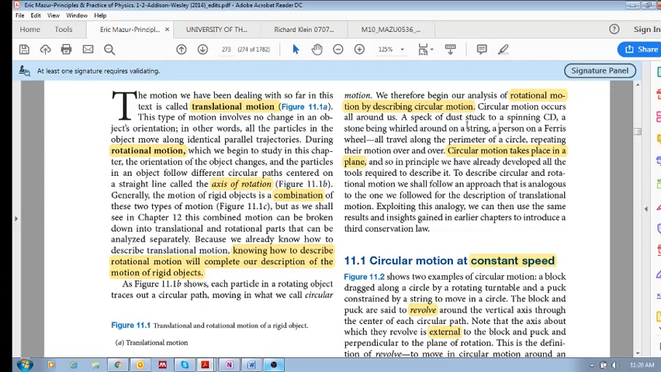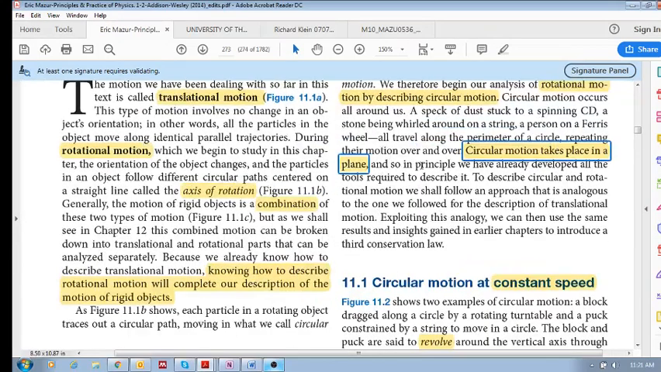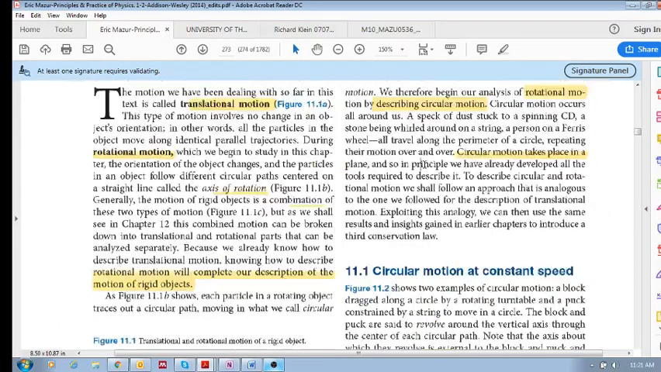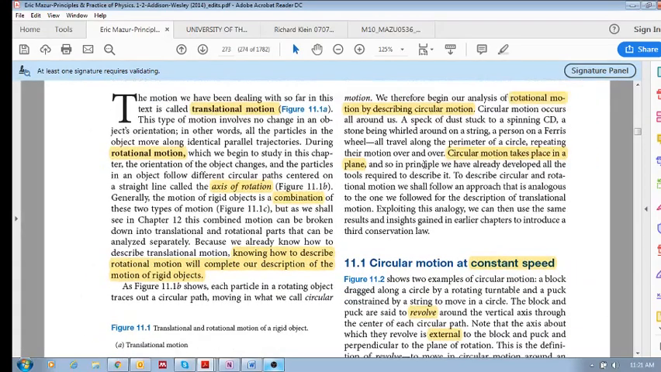If you put a stone on a string and you whirl it around, you swing it around in a circle, all of this is circular motion. It takes place in a plane. Remember, a plane is a two-dimensional area, and we will see how we can describe this in the next sections.